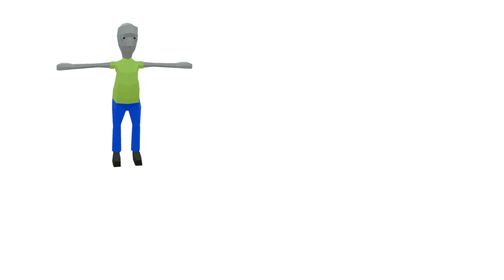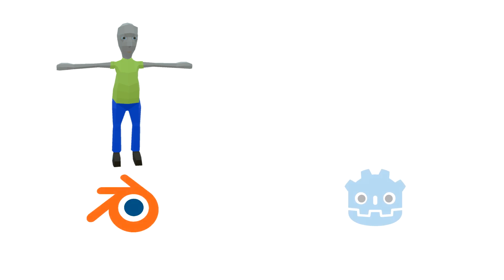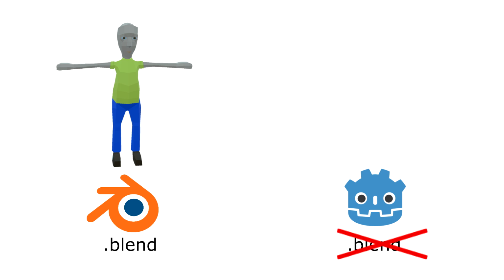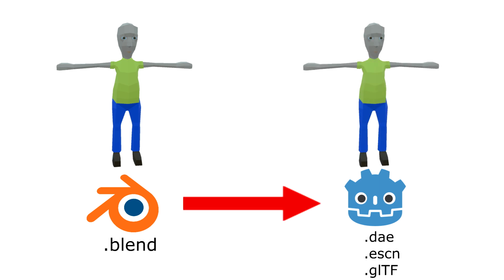Once we have made a character or any 3D model in Blender, we need a way for Godot to read that model. It's not possible for Godot to read the .blend files from Blender, so we have to save the model in a format that Godot can understand. In this tutorial, we will see how to export a model from Blender to Godot, and what options Godot gives us to configure the way those files will be imported. So let's start!